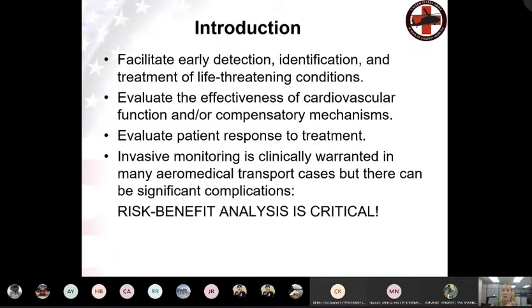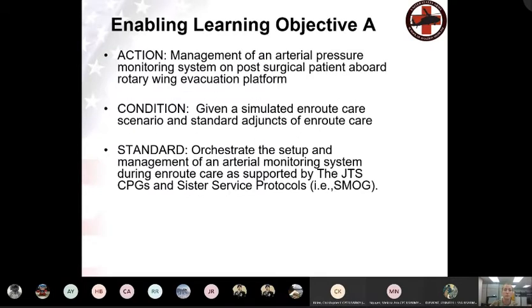And so we need to be particularly protective of it, especially when we start talking about packaging and how to successfully manage our patient. So the big one that we're going to talk about first is going to be the management of an arterial pressure monitor.